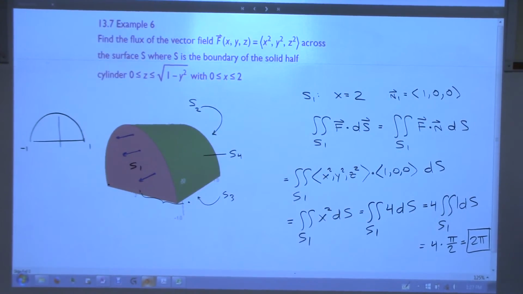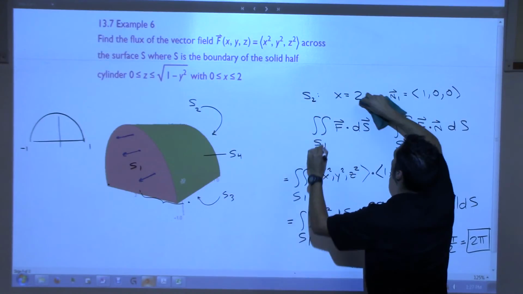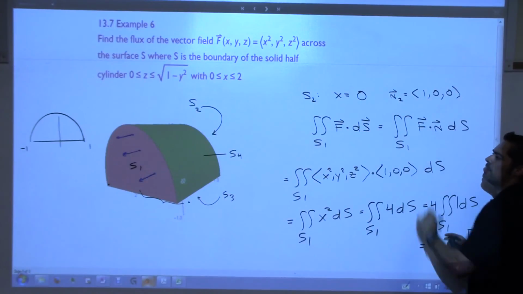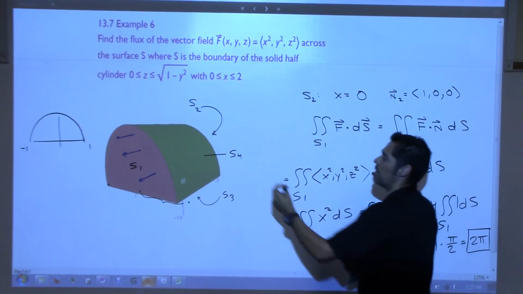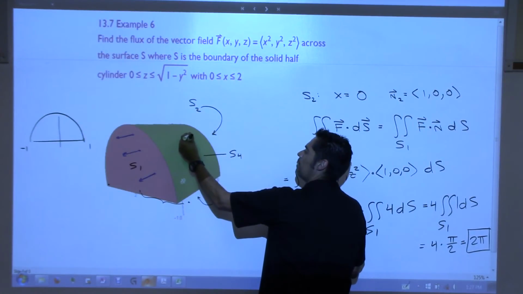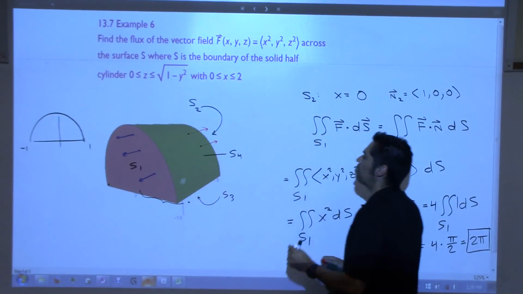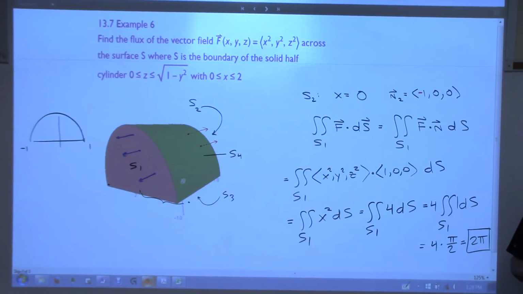Now, let's do S2. S2 is going to be the one that I almost did a second ago. What's the only thing that changes with S2? That becomes 2. That becomes 0. I'm using the same normal vector, right? Because, well, am I using the same normal vector? Hold on. It should point the other direction because they're coming out the back side. You can't really see them. They're back there, and they're pointed out that way on the back side. So they should be what? Negative 1, 0, 0.